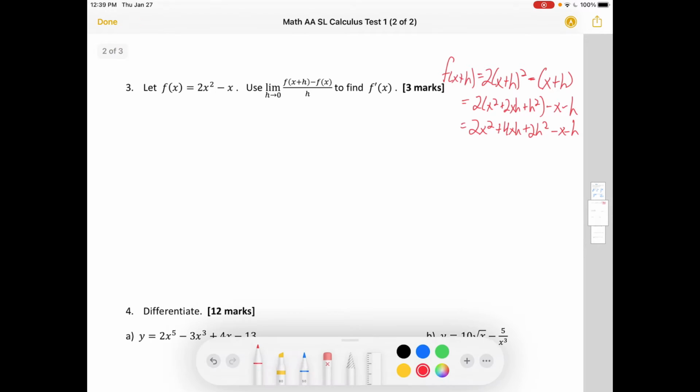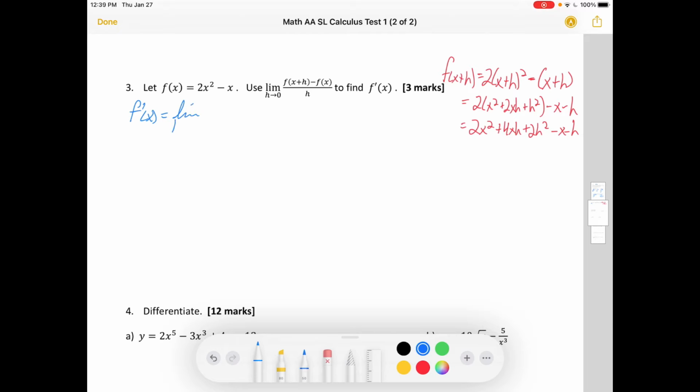All right, at this point, we're going to go ahead and sub in. So f prime is equal to the limit as h goes to 0 of f of x plus h, which is what we found in red, 2x squared plus 4xh plus 2h squared minus x minus h, minus f of x. So that needs to go in brackets. And one of the big lessons here that we're reminded of is that when you substitute in, stuff needs to go in brackets.